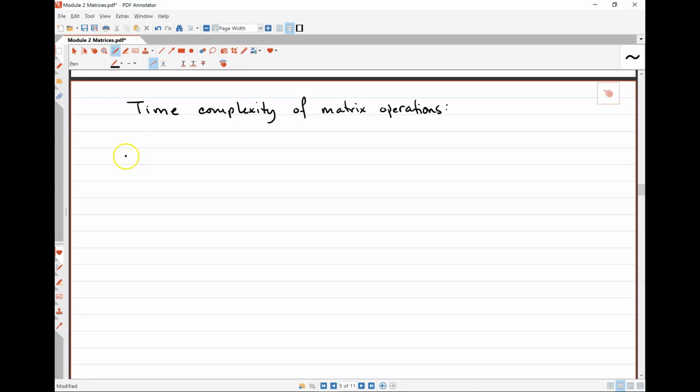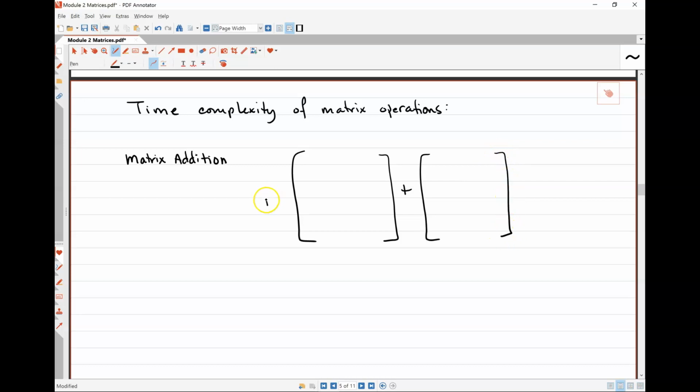But here are the two operations I want to talk about. First, matrix addition. Remember what we're doing. I'm just going to draw a schematic of it. If we're adding two matrices, then they both have to be the same size, maybe n rows and m columns. They both have n rows and m columns, and the resultant matrix is also n rows and m columns. For every single entry in the resultant matrix, you're going to have to do exactly one addition. So altogether, there will be n times m additions.